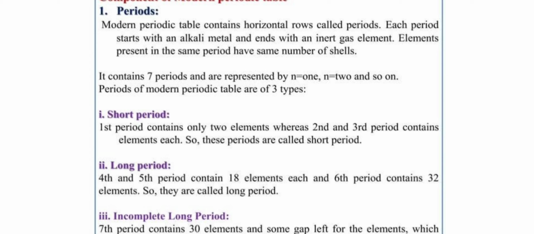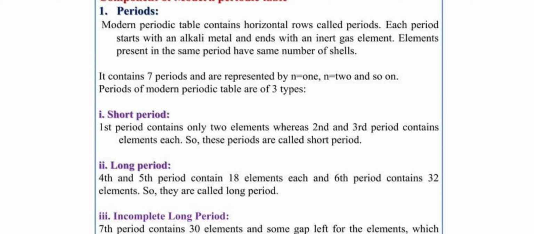Periods: in the modern periodic table, horizontal rows are called periods. Each period starts with an alkali metal and ends with an inert gas element. Please remember that. The elements present in the same period have the same number of shells. In short periods, the first period contains only 2 elements, whereas the second and third periods contain few elements, so these are called short periods.